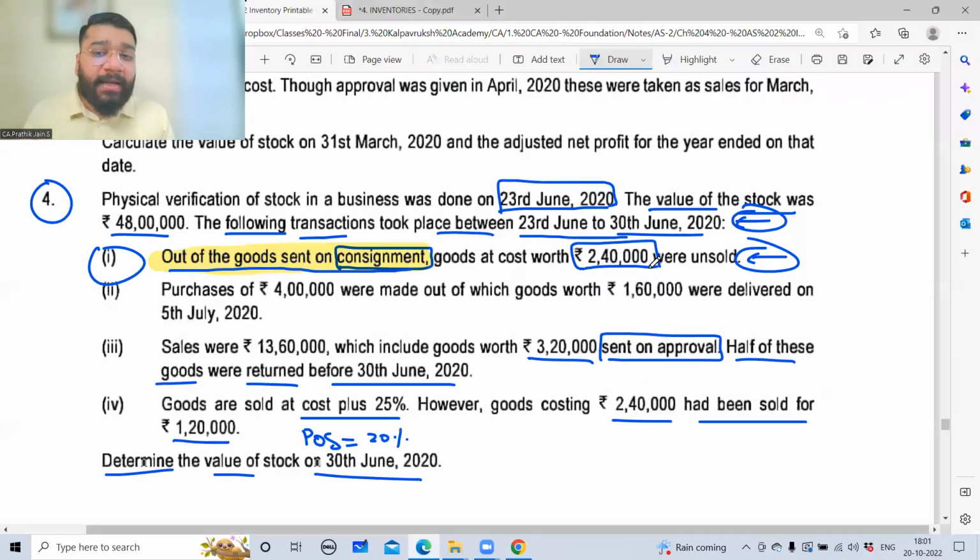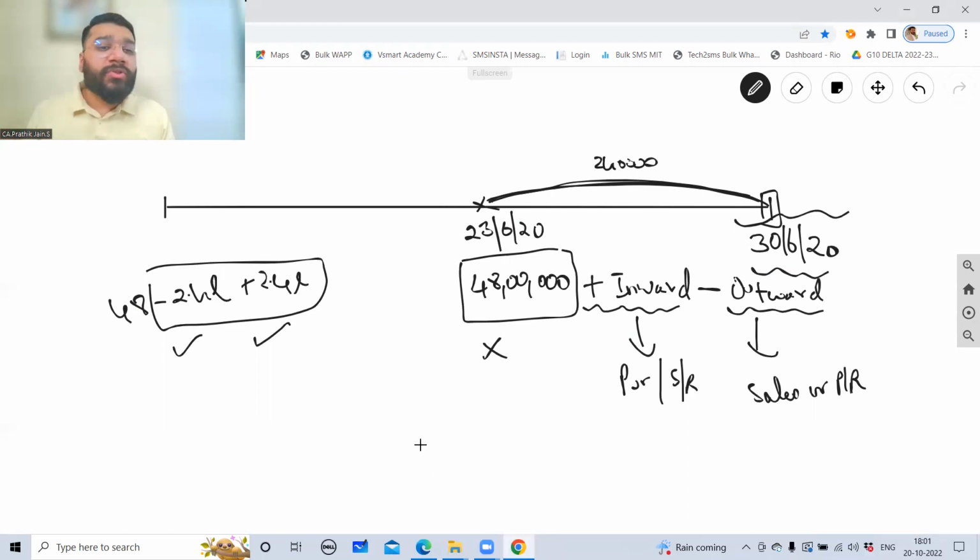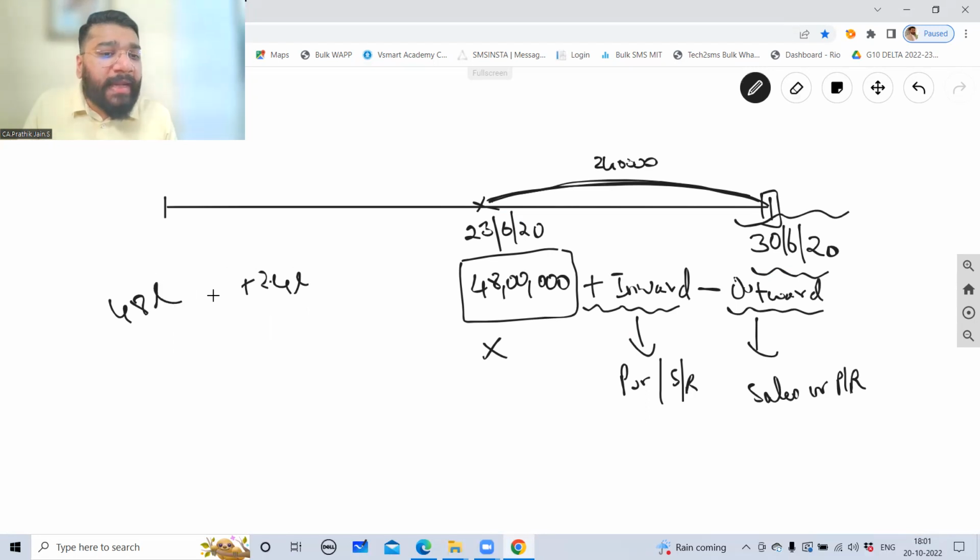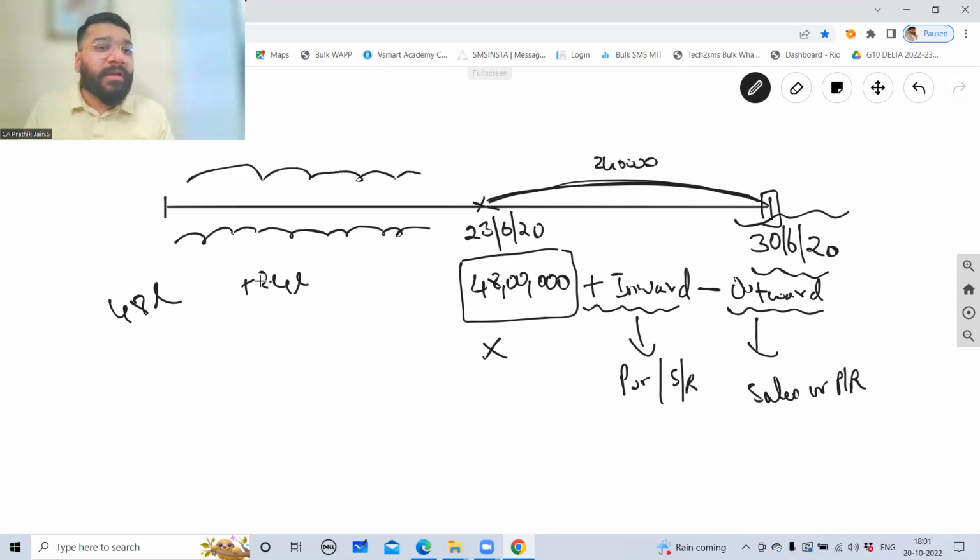And the question says that these goods were unsold till the 30th June period. So can I say the stock with the consignee is our stock? So therefore, we need to add 2.4 lakh rupees. So with 48 lakh, add 2.4 lakh rupees. Minus 2.4 lakh, I will not do because these goods were sent well before I took the physical verification on 23rd June. So this 48 lakh does not have the 2.4 lakh worth of goods, because it was sent somewhere earlier. So therefore, no need to minus 2.4 lakh as we did in the first assumption.